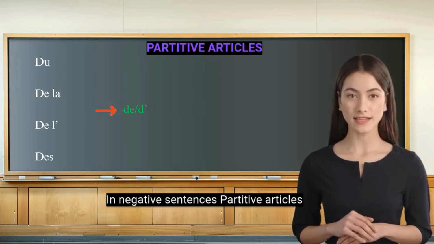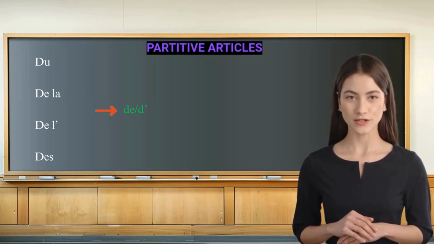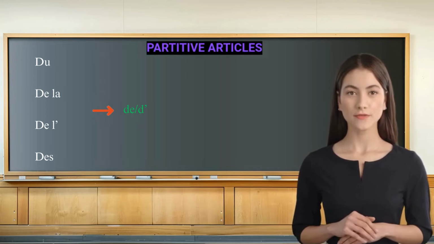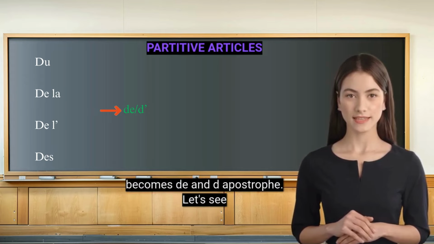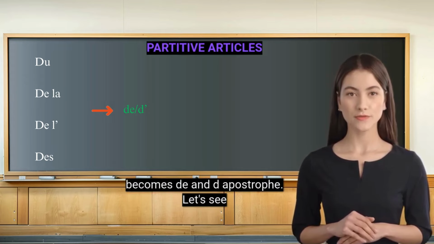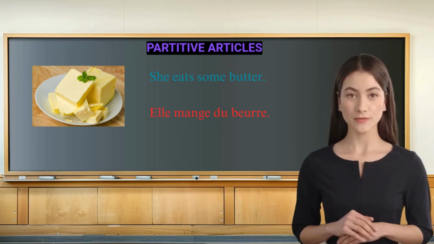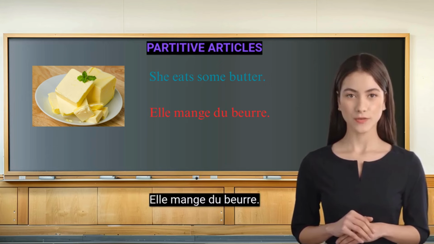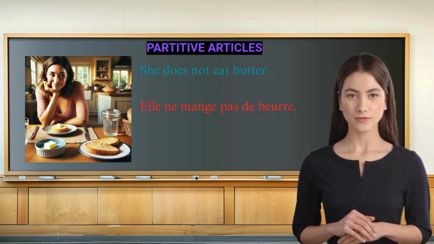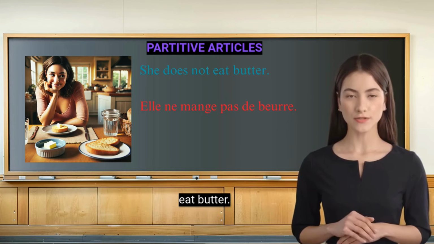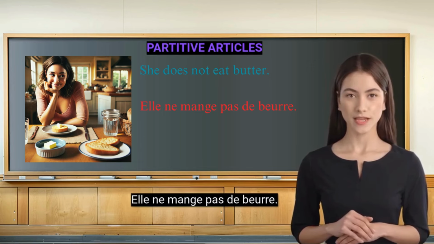In negative sentences, the partitive articles du, de la, de l', des become de and d'. Let's see some examples. She eats some butter. Elle mange du beurre. If we want to say she does not eat butter, we would say, elle ne mange pas de beurre.